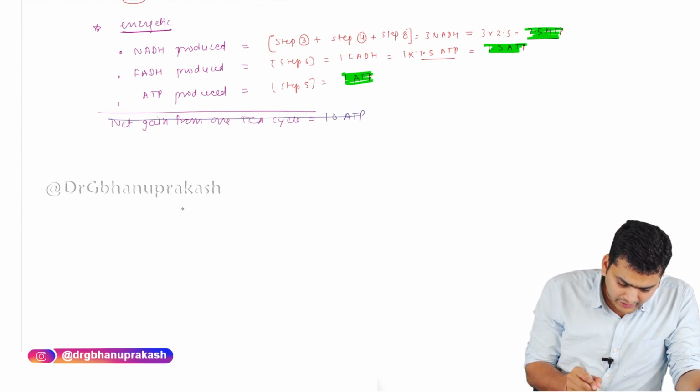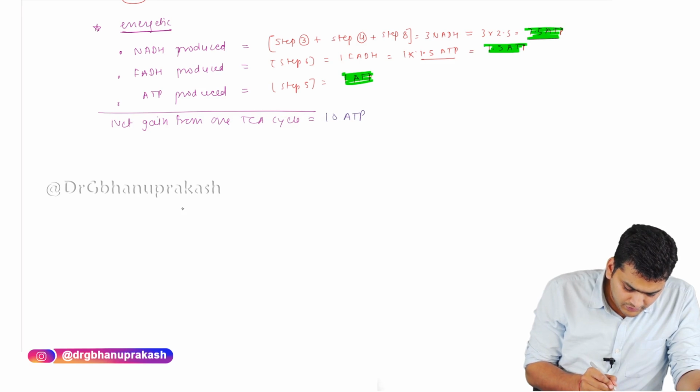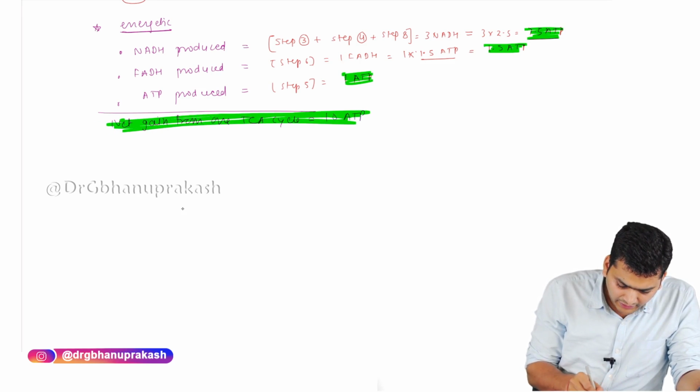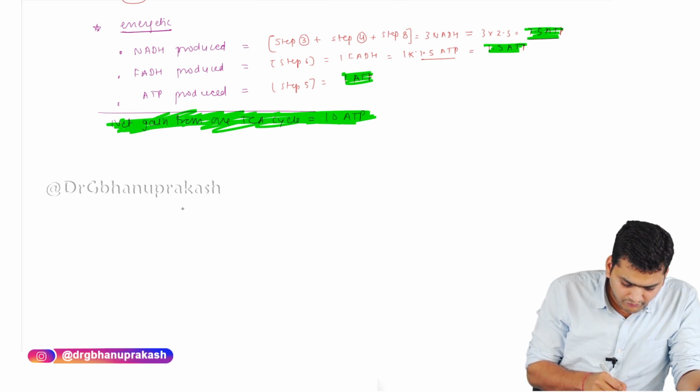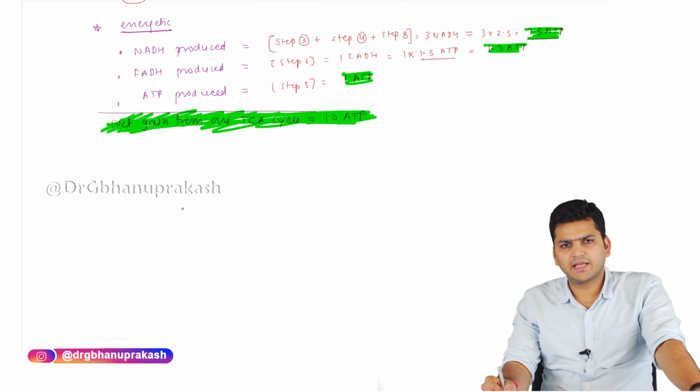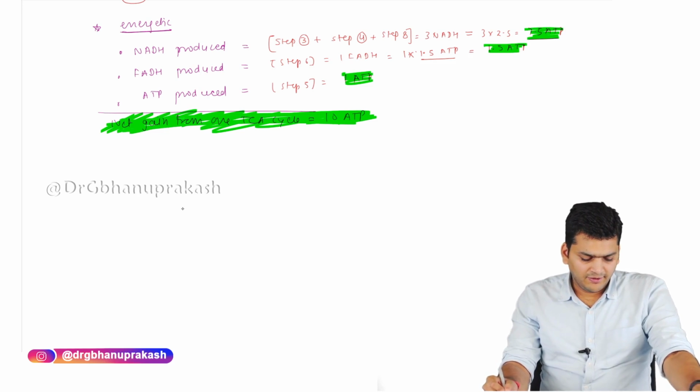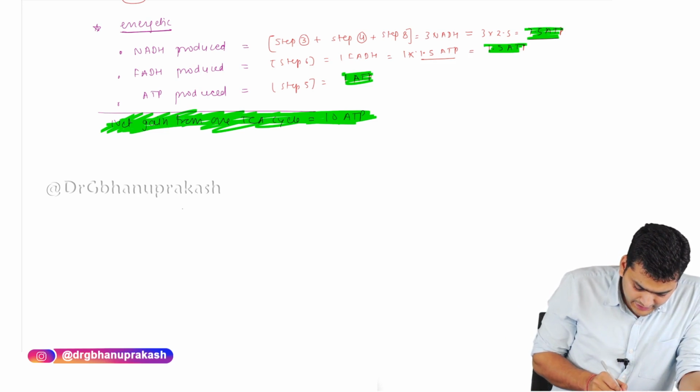So the net gain from one TCA cycle is going to be 10 ATP. This is the energetics part. Let's see what other clinically relevant points we should know.